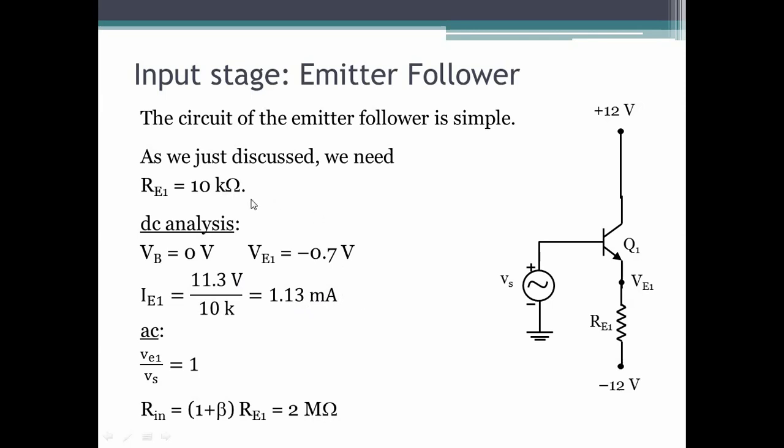So this is a simple DC analysis. AC, we know that the voltage gain of an emitter follower is approximately 1, so we just write 1. Input resistance is 2 mega ohms. So that is our first stage, at least for now.